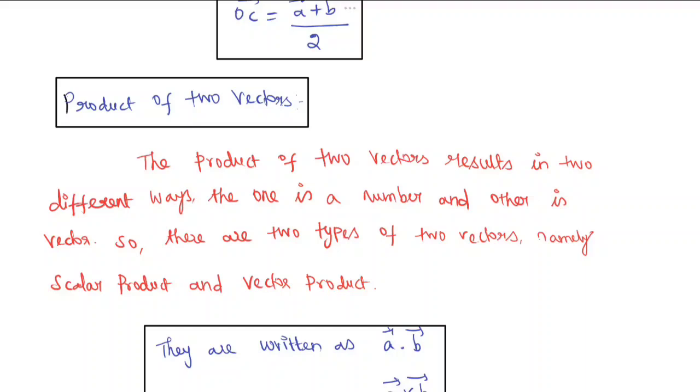So this can be written as A dot B, that is a scalar, and A cross B, that should be a vector. So scalar means dot product, vector means cross product.